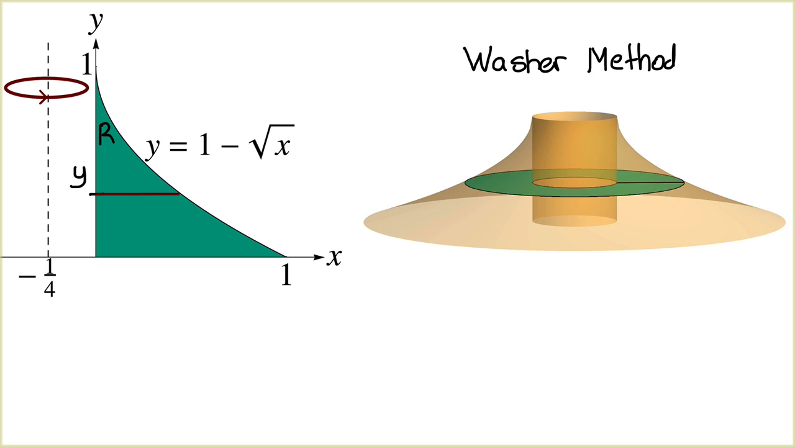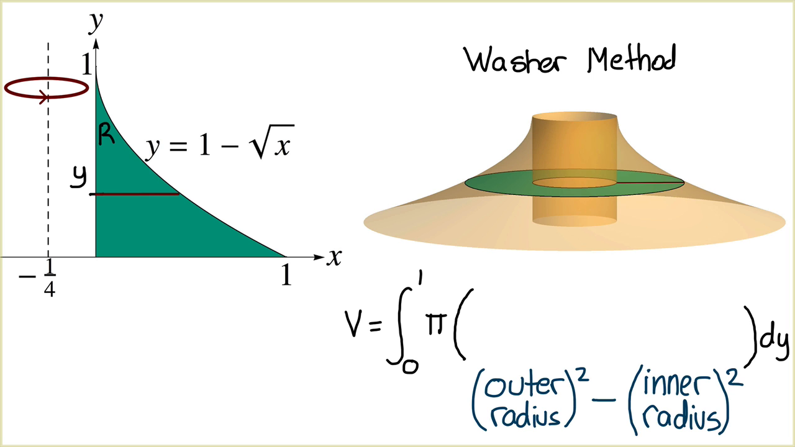So in this case, the washer method tells us that volume is equal to the integral from 0 to 1 of pi times the outer radius squared minus the inner radius squared. To find the outer and inner radius, we must first solve this equation for x, and you could verify that x equals 1 minus y squared.